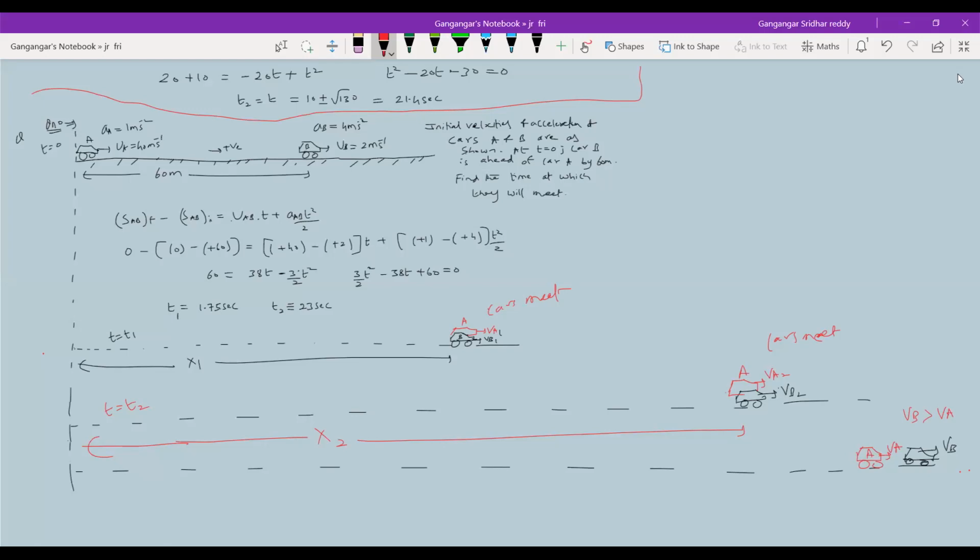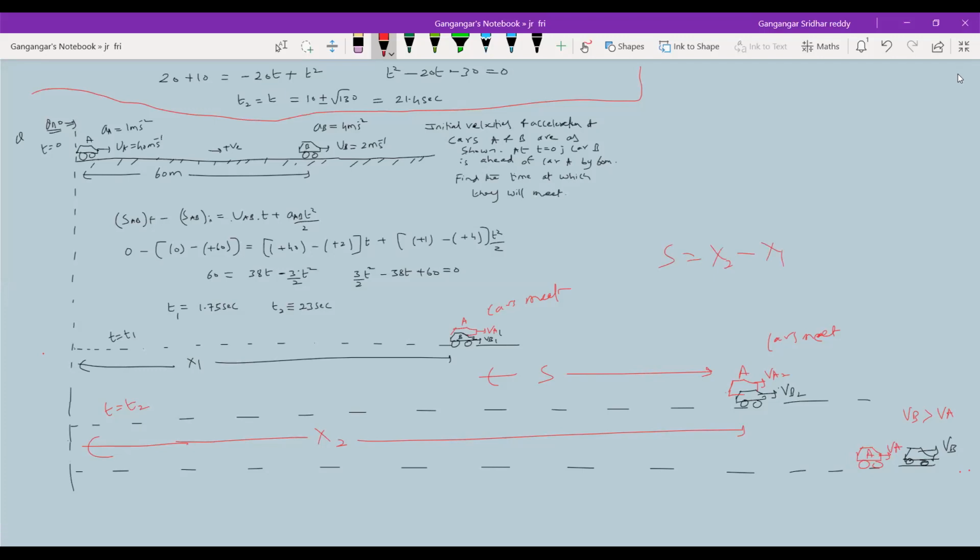So what are the types of questions you have in the book? Like, find the distance of separation on the road where the cars will meet. It is asking x2 minus x1. You have to be careful. You should calculate t1, t2, and know x1, x2. The difference of that, x2 minus x1, is what is asked. Find the separation between the two points where the cars will meet. So S is x2 minus x1.